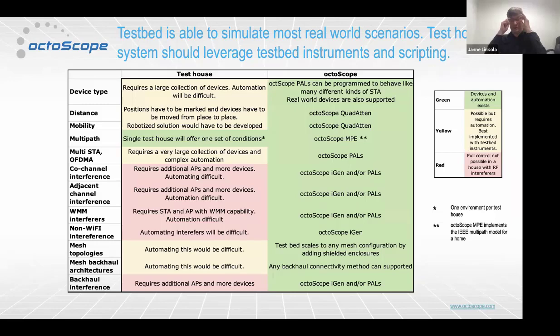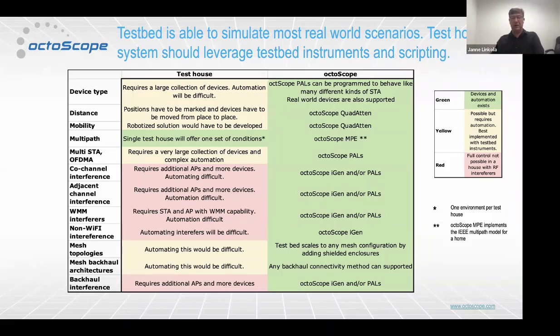So in this table, I'm trying to summarize our views of the testing methodology's ability to replicate these phenomena. The 12 dimensions of real worldness, if you will, from the previous slide are now horizontal rows in this table. And we have two columns, one representing the octoScope testbed, and the other representing a test house. And we're using a color code here.